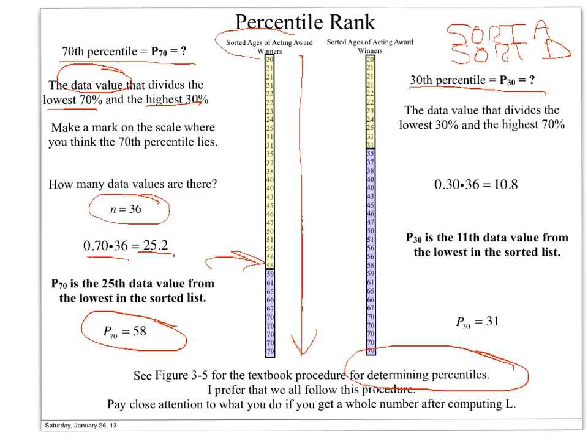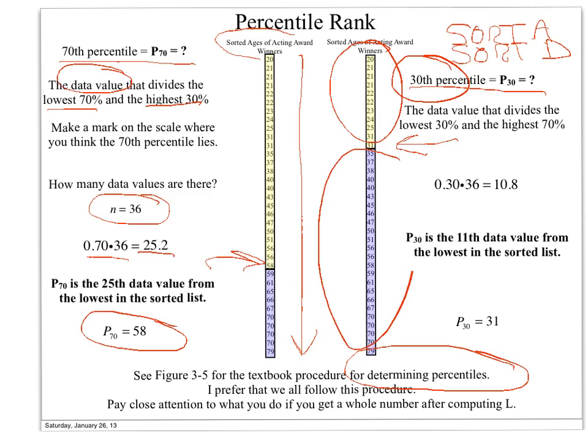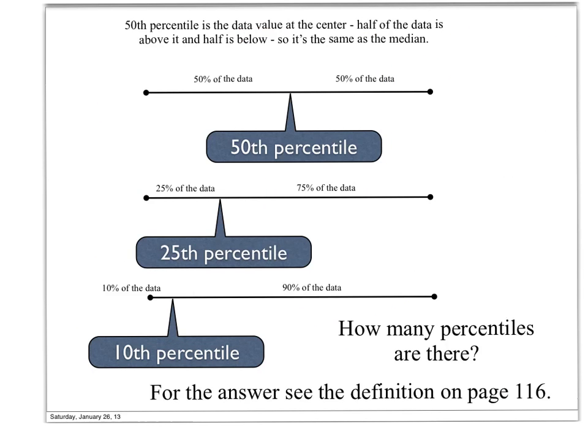Just remember that the percentile ranking is the position that you're in, which marks off this percent of the data and the rest of the data. So if you're at the 30th percentile, that means 30% of the data is below that number and 70% is above that number. If you're at the 70th percentile, that means 70% of the data is below that number and 30% is above that number. So make sure you understand that distinction.